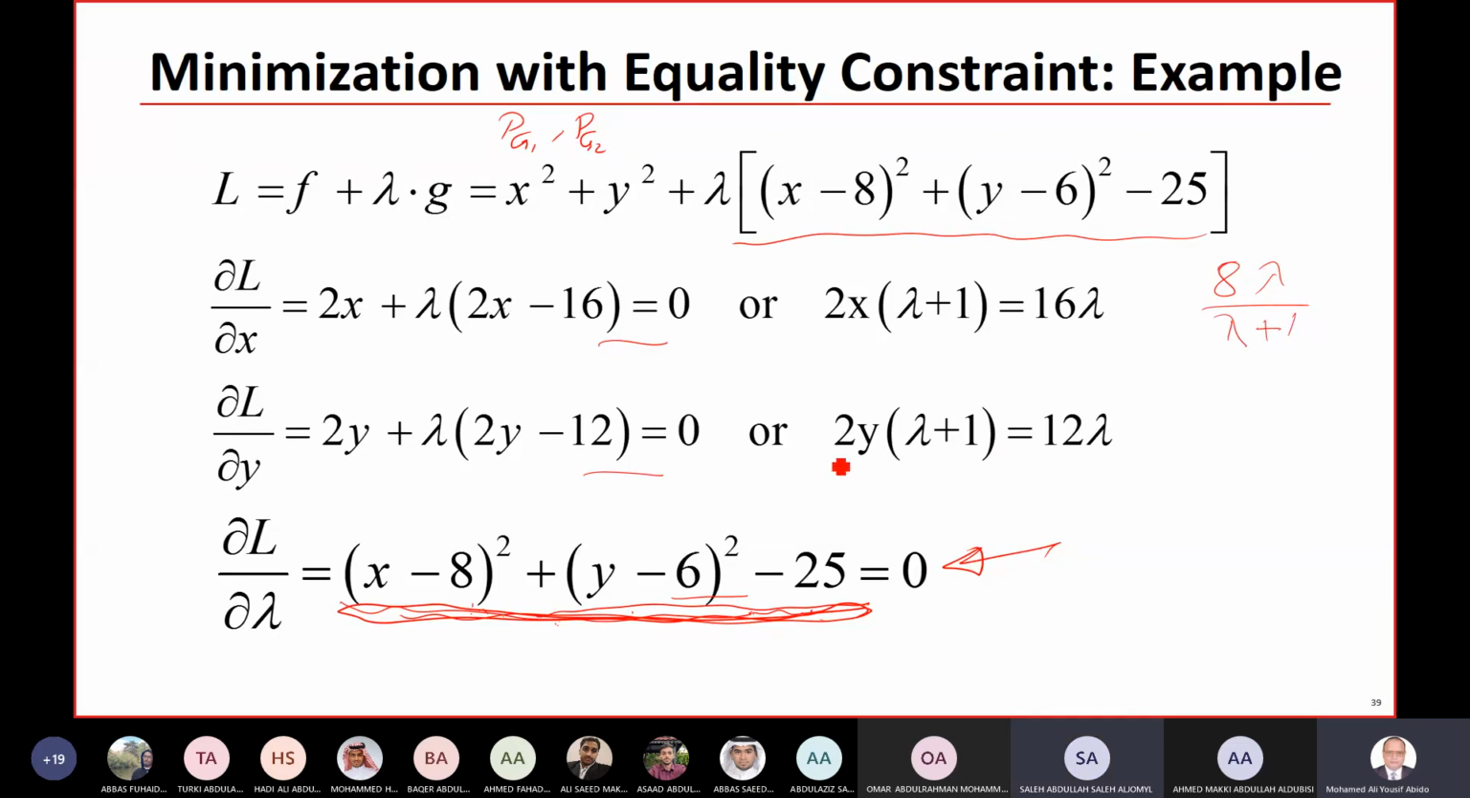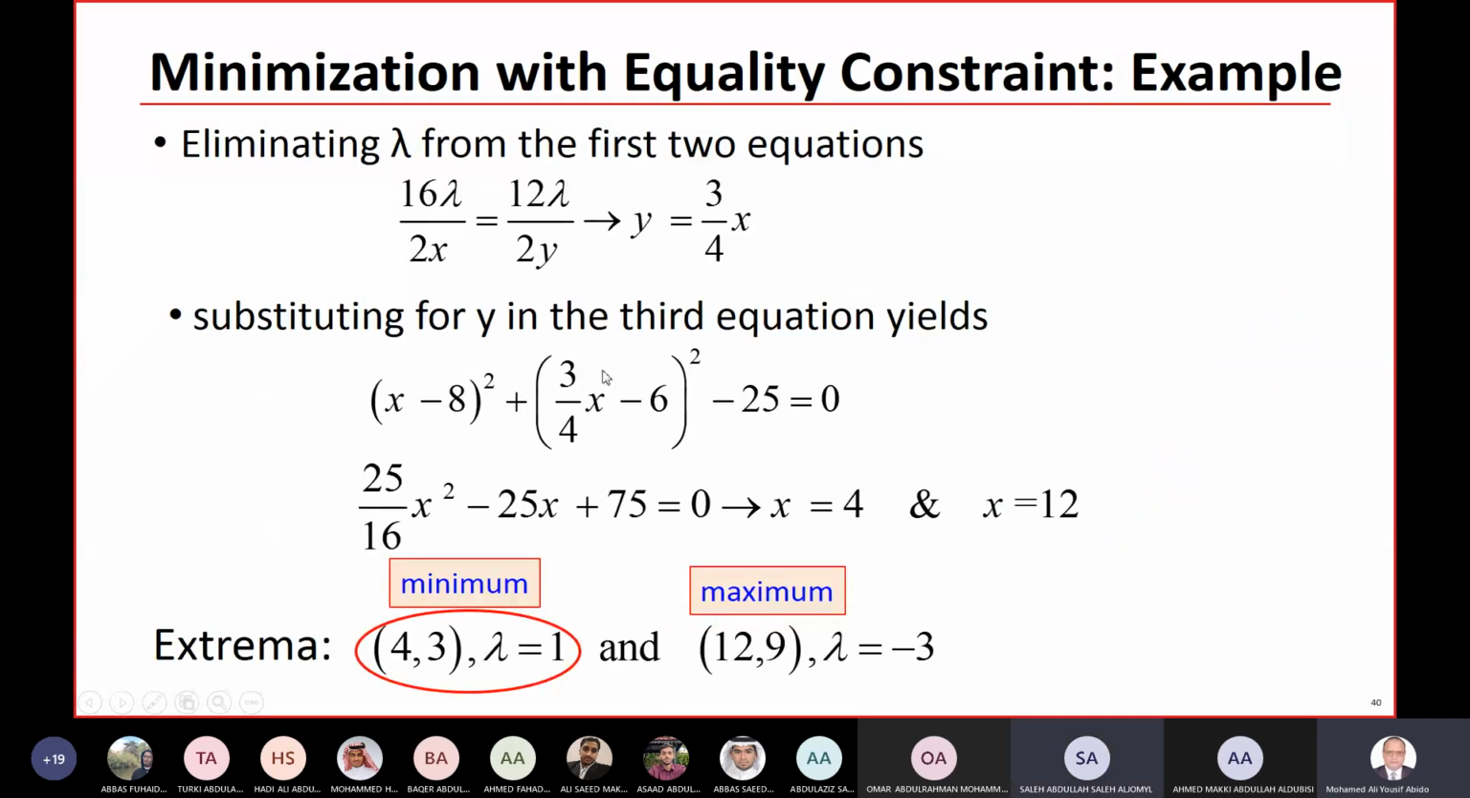And here also you can get y in terms of lambda. So this 2 will go to 12, and it becomes the same, 6 lambda over lambda plus 1. And you substitute x here and y here. So in this case, you have only one equation in lambda, so you can solve to get lambda. If you get lambda from this equation, you can go and solve for x and y. So this is the procedure.